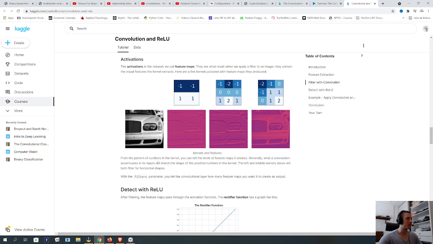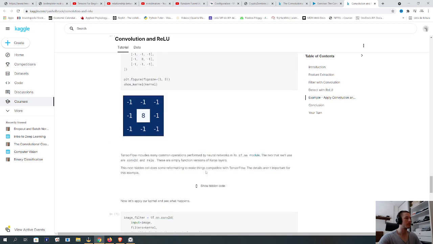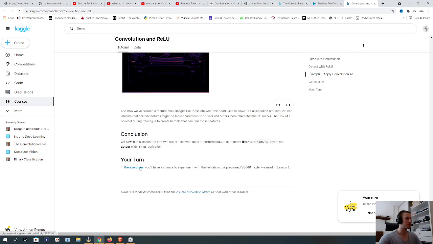From the pattern of numbers in the kernel, you can tell the kinds of feature maps it creates. Generally, what a convolution accentuates in its inputs will match the shape of the positive numbers in the kernel. The left and middle kernels above will both filter for horizontal shapes. So yes, pretty much evaluating the pixels.